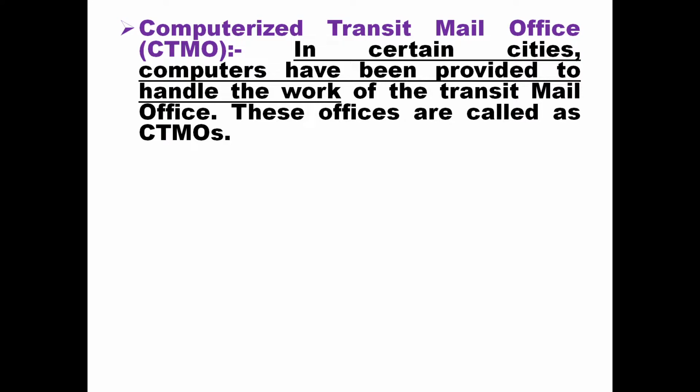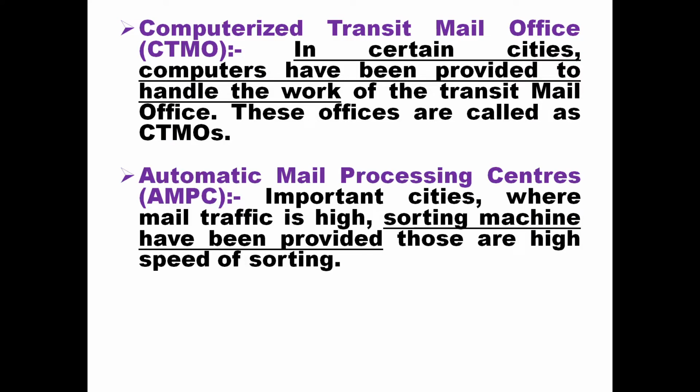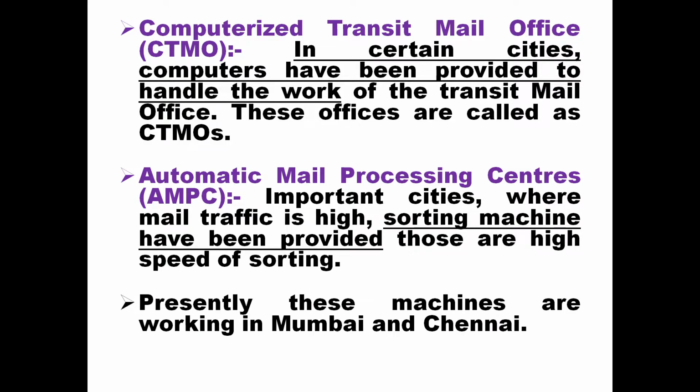Computerized Transit Mail Office, which is also called CTMO. In certain cities, computers have been provided to handle the work of the Transit Mail Office. These offices are called CTMOs or Computerized Transit Mail Offices. Automatic Mail Processing Center, which is also called AMPC. In important cities where mail traffic is high, sorting machines have been provided. Those are of very high sorting speed. Presently, these machines are working in Mumbai and Chennai.